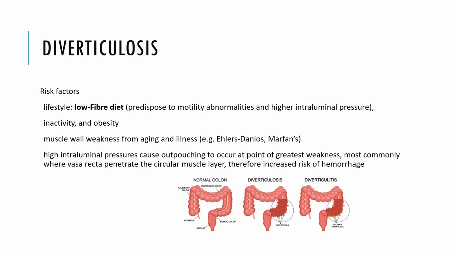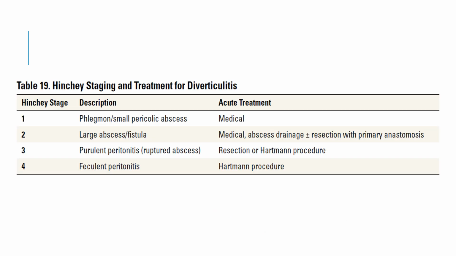So for diverticulosis, the risk factor is a low fiber diet. There has been a question which asked what is the most common risk factor for diverticulosis. It's a low fiber diet because it predisposes to motility abnormalities and higher intraluminal pressure. Also inactivity and obesity, and muscle wall weakness from aging and illnesses like Ehlers-Danlos and Marfan. High intraluminal pressures cause outpouching at a point of greatest weakness, most commonly where the vasa recta penetrate the circular muscle layer, therefore increasing the risk of hemorrhage. So diverticulosis means several outpouchings. Diverticulitis means there is inflammation also. The usual site is the sigmoid colon.